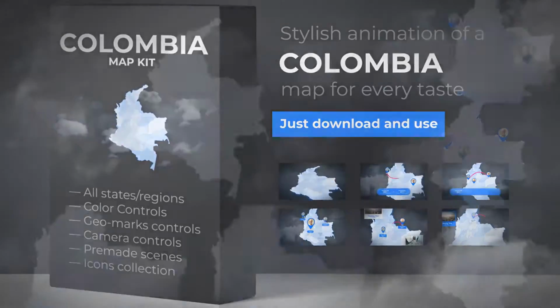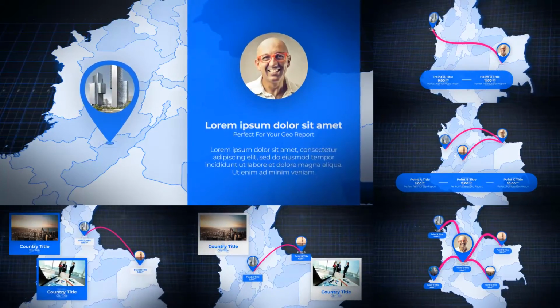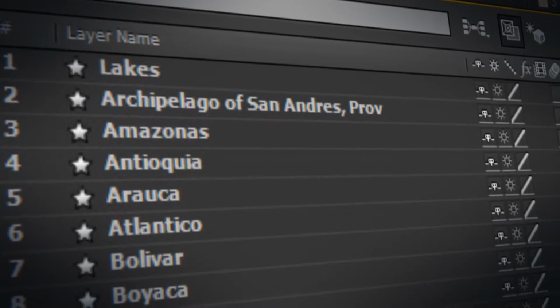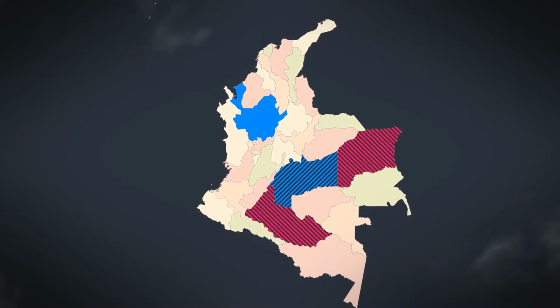Hi, this is the Colombia map kit. It will add to your video a stylish animation of a Republic of Colombia map for every taste. The project contains absolutely all provinces of the Colombia. In addition, each province of Colombia is configured individually.